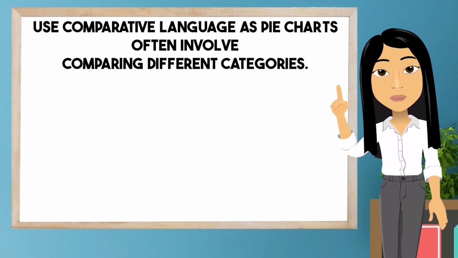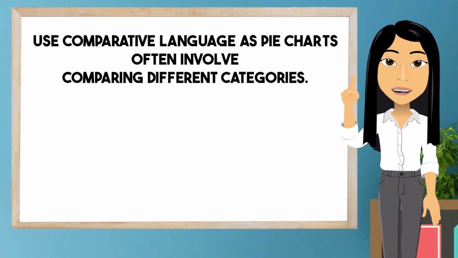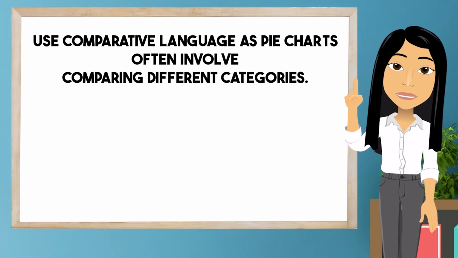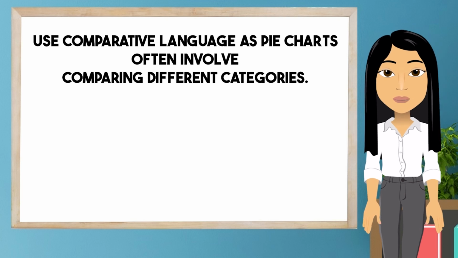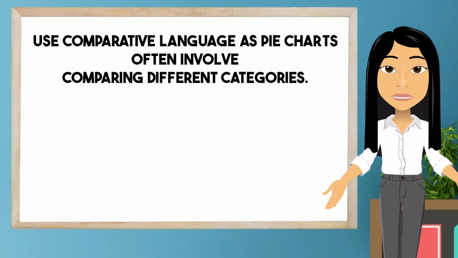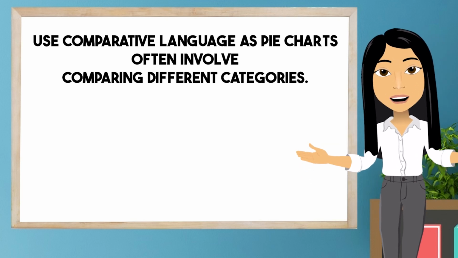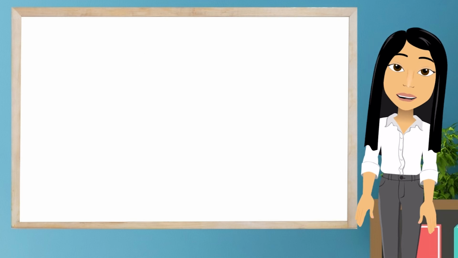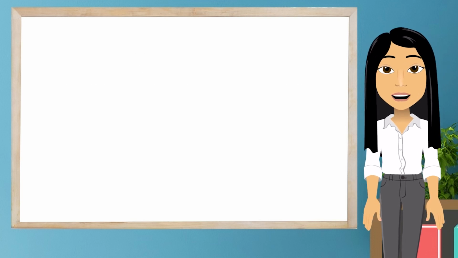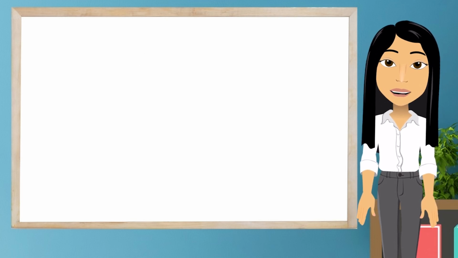One thing you should remember is to use comparative language, as pie charts often involve comparing different categories. Using comparative words and phrases, you can describe the relationship between the sectors easily. When certain segments are related, discuss them in the same paragraph. This makes your writing clearer.